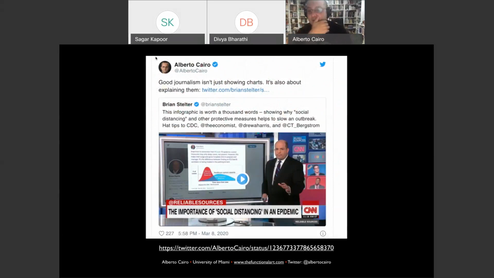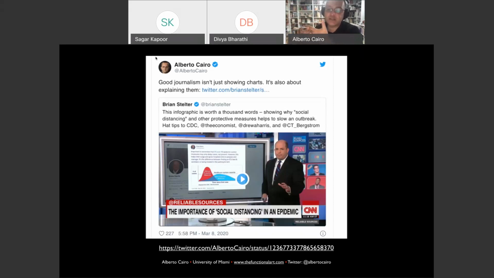This is just another one. This is Brian Stelter, a TV presenter from the United States. He works for CNN. At the beginning of the pandemic, he showed the famous flatten the curve graphic, but he didn't just show the graphic. He put himself in front of the graphic and then clearly explained what it was that the graphic was showing, emphasizing the main messages and explaining how to read the graphic.